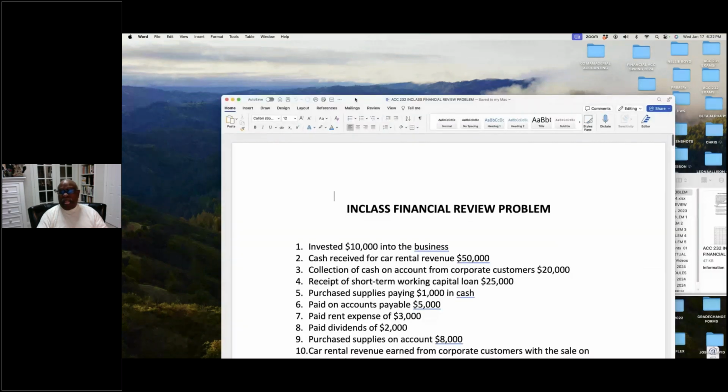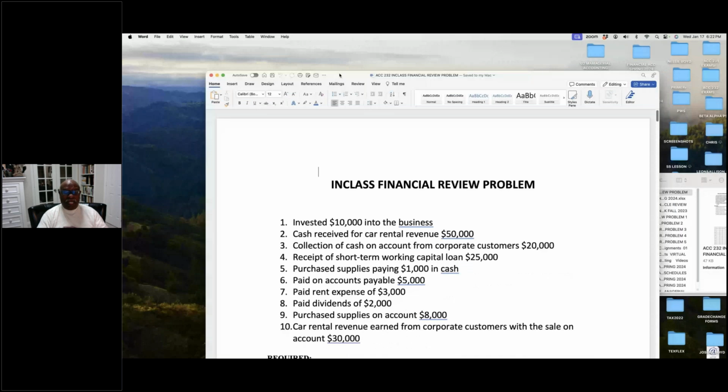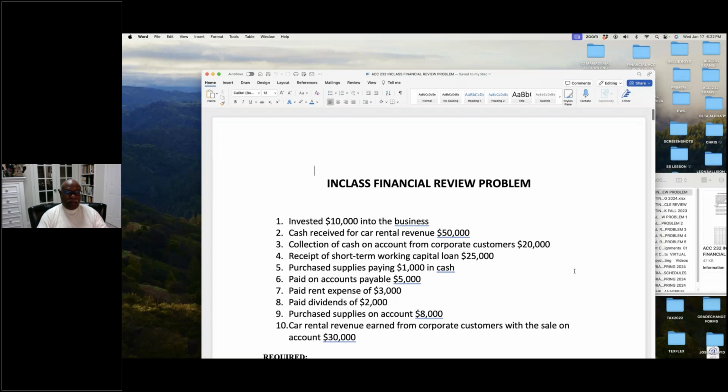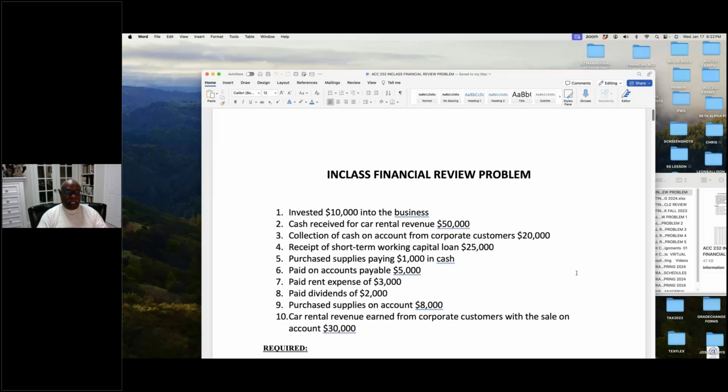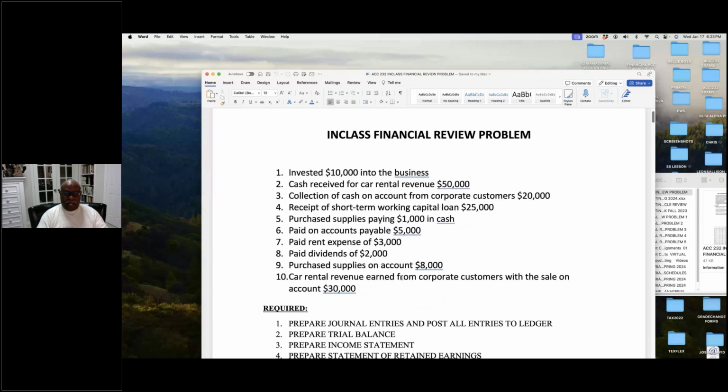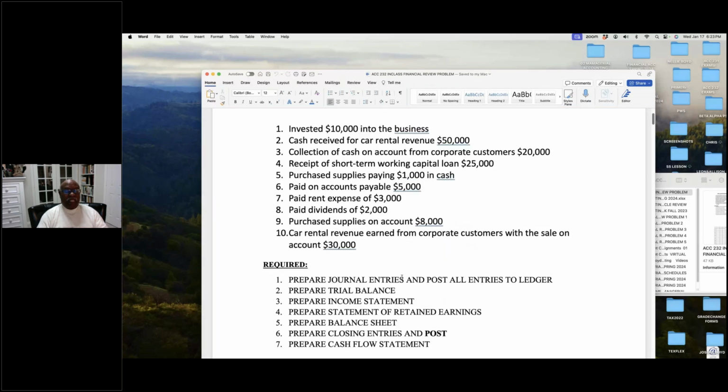Let's look at our in-class review problem that we're going to work on today. There are 10 journal entries. We're going to prepare journal entries and post to the ledger, prepare a trial balance, income statement, statement of retained earnings, prepare a balance sheet, prepare closing entries and post those, and the statement of cash flows. This is what we're going to work on today and on Monday.